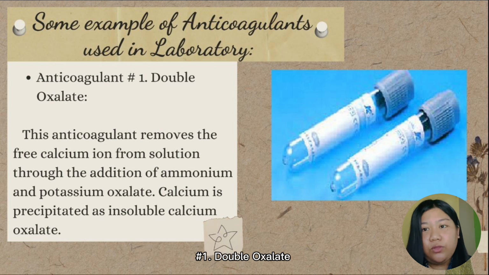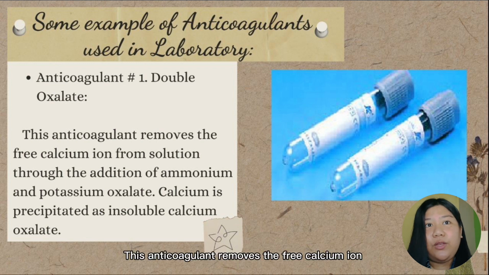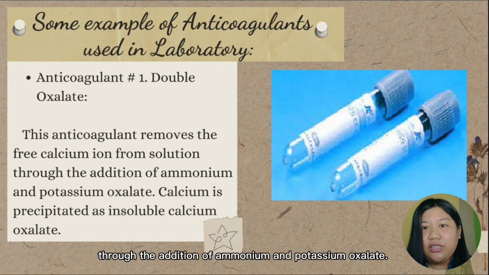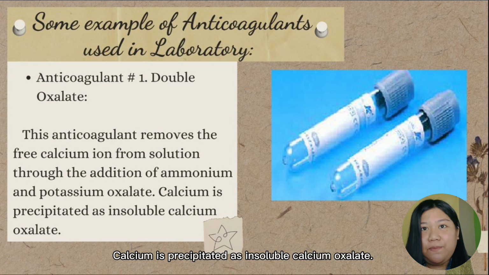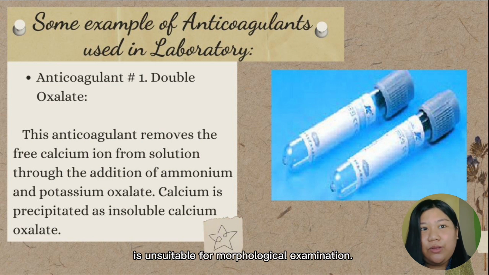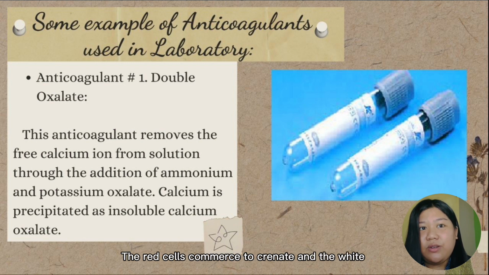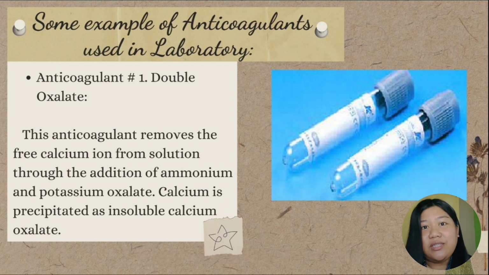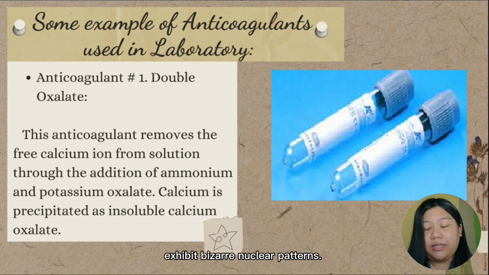Anticoagulant number 1, double oxalate. This anticoagulant removes the free calcium ion from solution through the addition of ammonium and potassium oxalate. Calcium is precipitated as insoluble calcium oxalate. As for its uses, the blood taken into this anticoagulant is unsuitable for morphological examination. The red cells commence to crenate and the white cells exhibit a bizarre nuclear pattern.